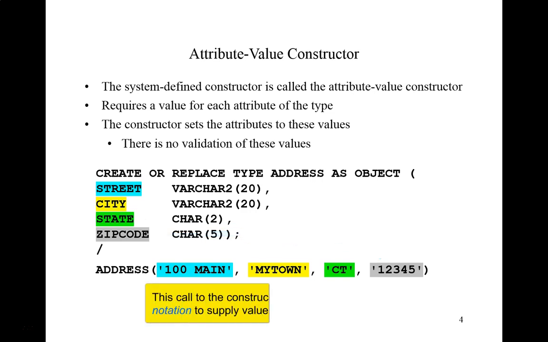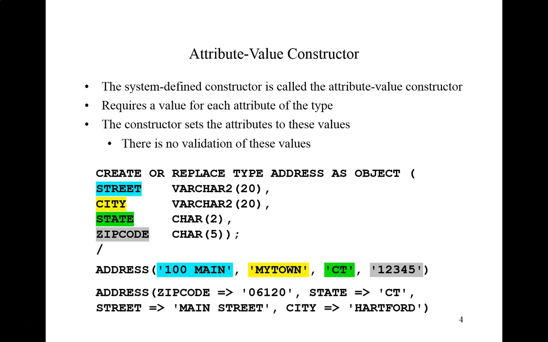The values are supplied for the attributes using what we refer to as a positional notation. This means that the first value supplied to the constructor will be assigned to the first attribute of the type, the second value to the second attribute, and so on, based on the position or order established for these attributes when the type was created. This ordering can be determined from a query of the metadata for the type or by using the SQL*Plus describe command to access metadata. Values can also be supplied to the constructor using what is called named notation.